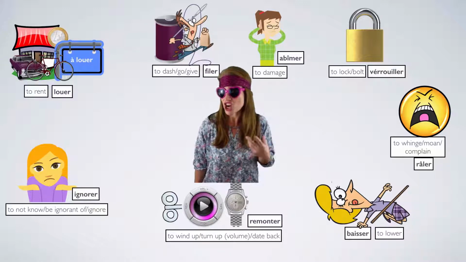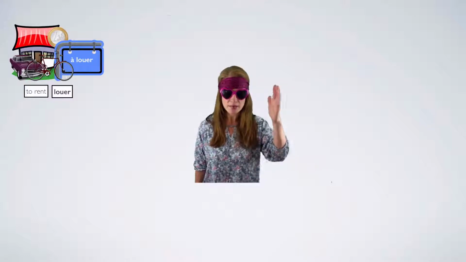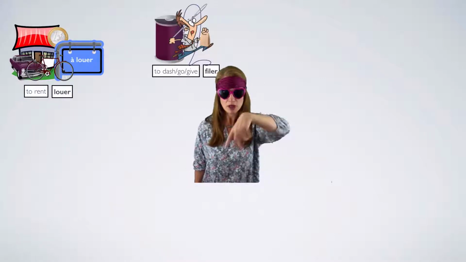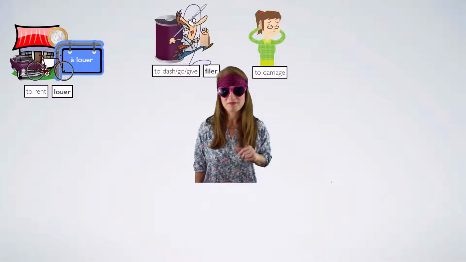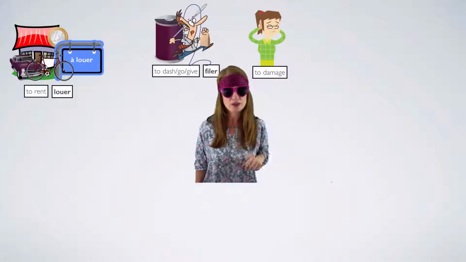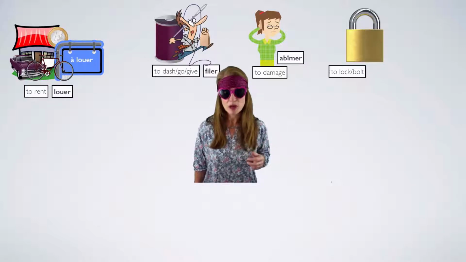Okay, how do you say to rent? Louer, louer, louer. So if a house is for rent, you'll say à louer. To dash, to go, to give very quickly. Filer. Allez, file. Go on, off you go. Whoop. To damage. What's this girl's name? She's wearing her headphones, got the music on too loud. Abîmer.